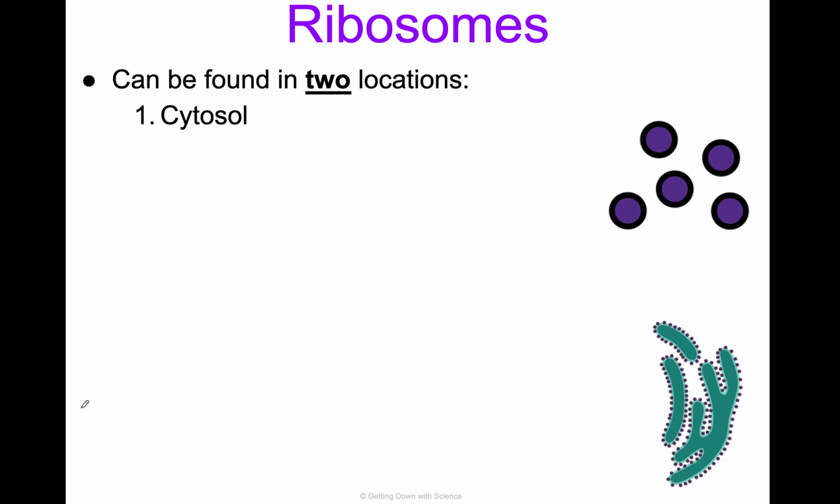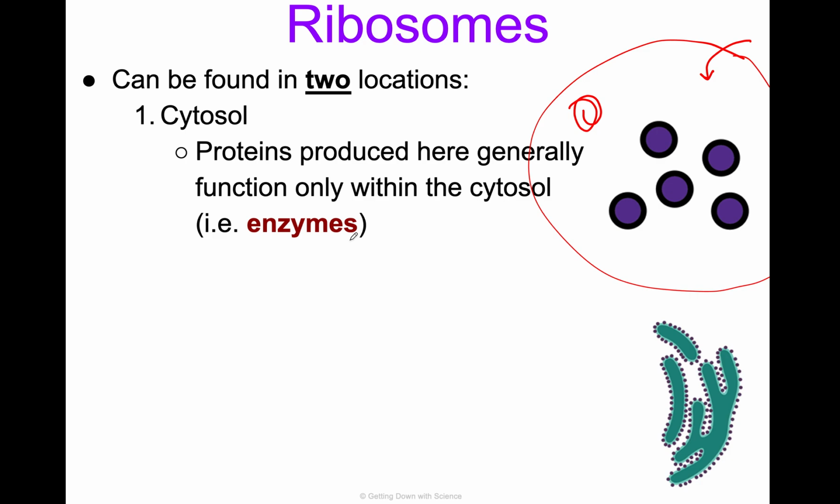They can be found in two places: free roaming in the cytosol. So remember, the cytosol is the fluid stuff that everything is in. Proteins produced here generally function within the cytosol. Proteins have a lot of functions in the cell, and one of them is enzymes. Enzymes speed up reactions. We'll see that in the next unit. We actually have a whole unit on it. So buckle up, we'll get there.